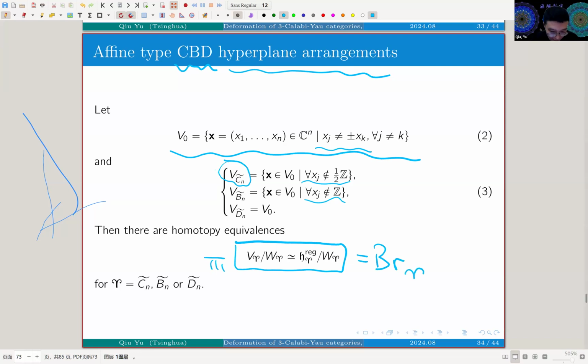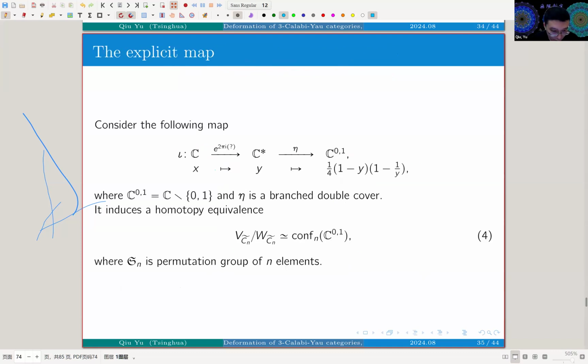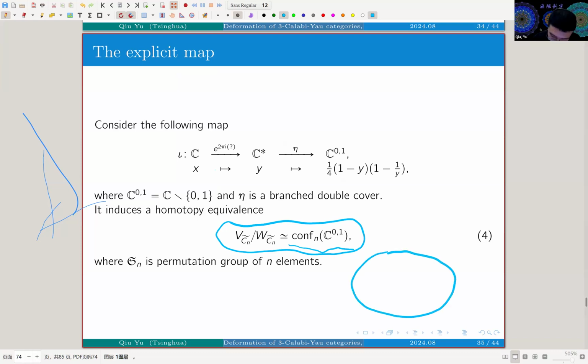And for this explicit hyperplane arrangement, we can write down an explicit map to identify, say, for affine type C, the configuration space on C minus {0, 1}, meaning that on C we take out 0 and 1, and then we take n decorations. This is basically the previous picture where we have two punctures, 0 and 1, and many configuration points, which in the previous notation are the decorations.